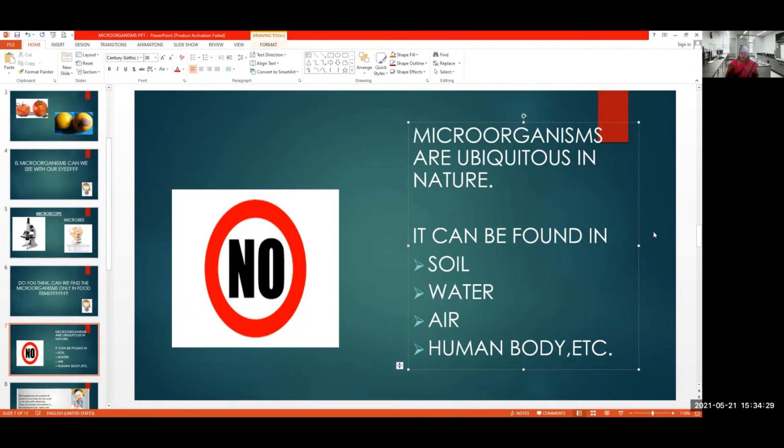Next point you can write: it can be found in soil, water, air, human body, etc. Soil, water, and air are different things. How is this microorganism present in the human body? That I'll tell you later. What are the happenings in our body? Okay, understood?